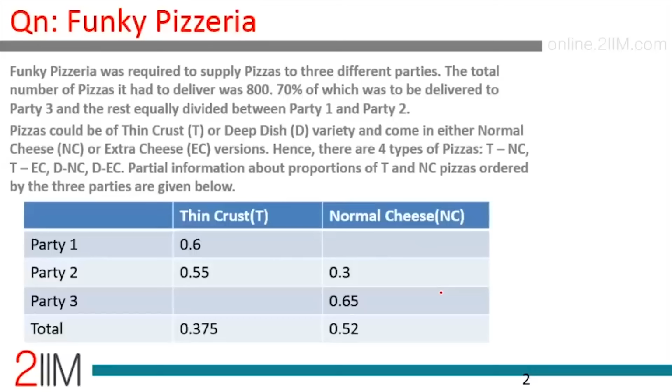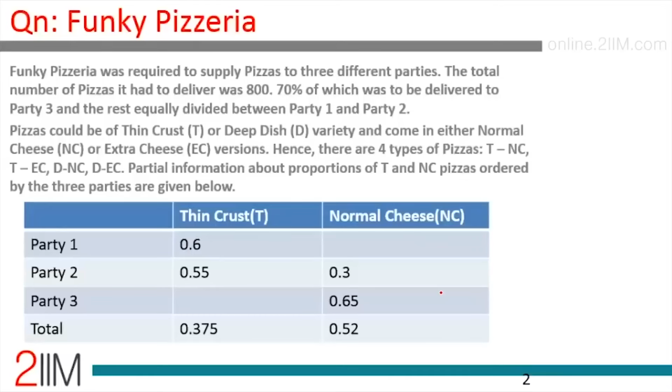Remember, there are 2 different classifications. And so thin crust and deep dish is one classification. Normal cheese and extra cheese is another classification. What you've been given as thin crust, the remaining will be deep dish. The most important of these numbers for me is 0.375. And 0.375 into 800 is vague. It's tough to calculate.